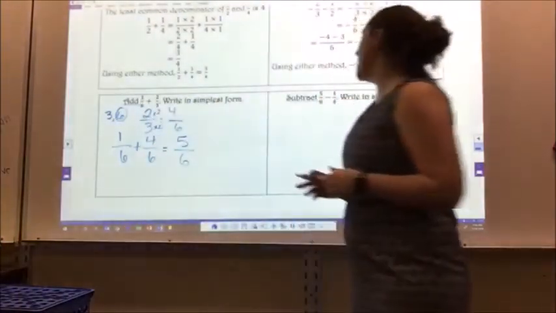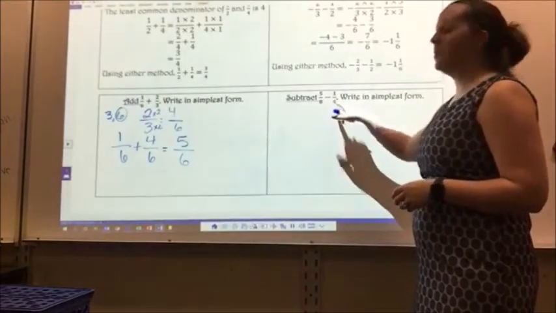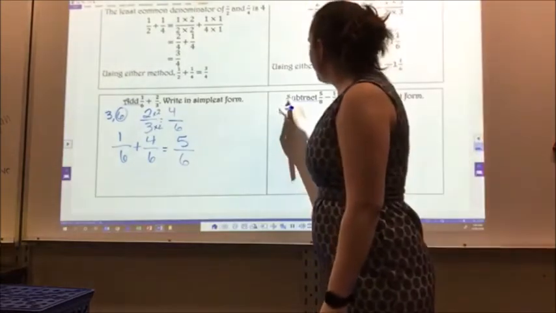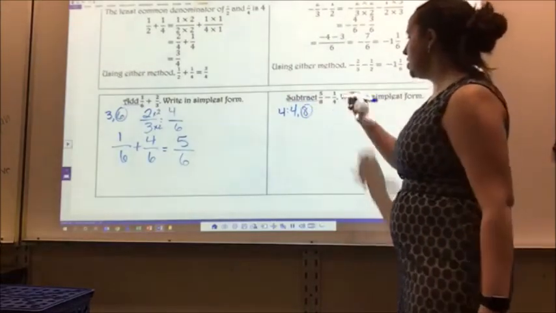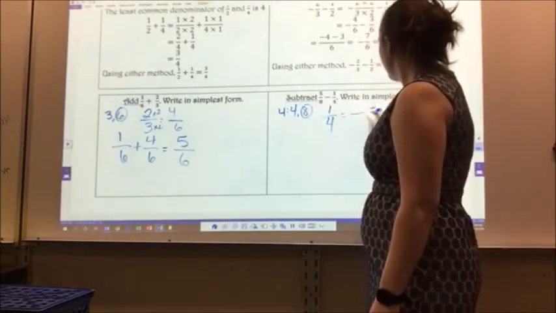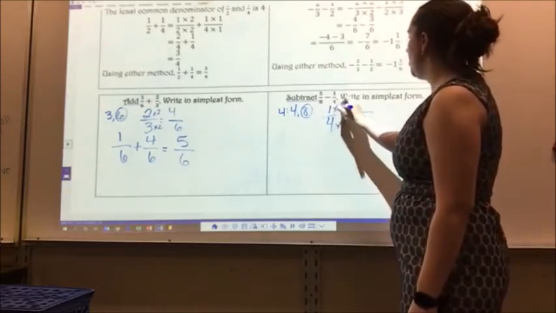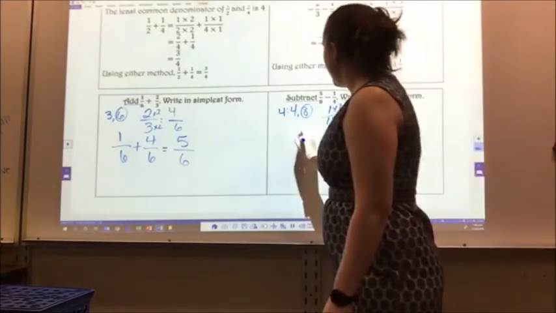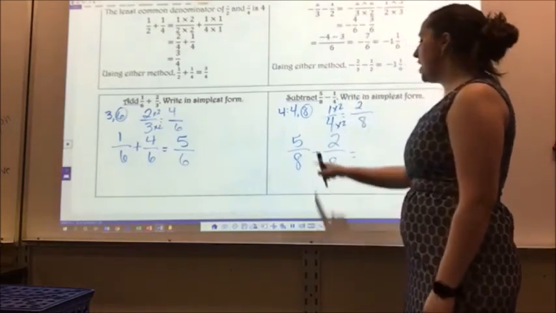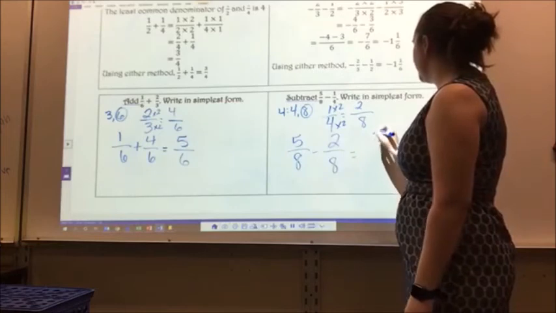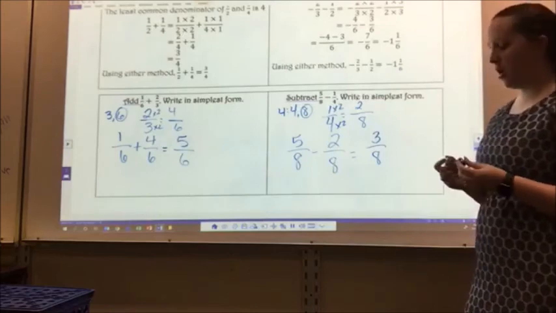The other one I have is subtract 5/8 minus 1/4, write in simplest form. So again, I'm going to write my multiples for the smaller number first. My multiples of 4 are 4, 8, and I can stop there because I already have 8. So I need to change 1/4. 4 times what gives me 8? Well, 4 times 2 gives me 8, so 1 times 2 gives me 2. So I have 5/8 minus 2/8. When I subtract, 5 minus 2 gives me 3. My denominator stays the same, and I cannot simplify this any further because it is already in simplest form.